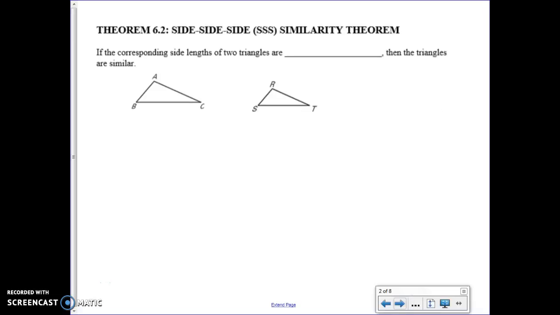So for our first theorem, we have the side, side, side similarity theorem. It says if the corresponding side lengths of two triangles are proportional, then the triangles are similar. So all we know is that all of the sides have that same ratio, the same scale factor, and we can say that the two triangles are similar to each other.